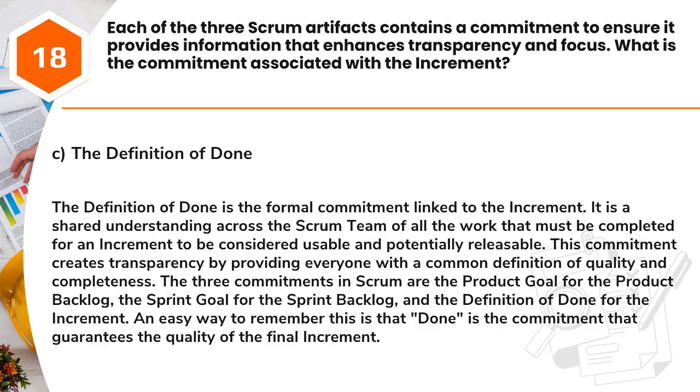The definition of done is the formal commitment linked to the increment. It is a shared understanding across the Scrum team of all the work that must be completed for an increment to be considered usable and potentially releasable. This commitment creates transparency by providing everyone with a common definition of quality and completeness. The 3 commitments in Scrum are the product goal for the product backlog, the sprint goal for the sprint backlog, and the definition of done for the increment. An easy way to remember this is that done is the commitment that guarantees the quality of the final increment.